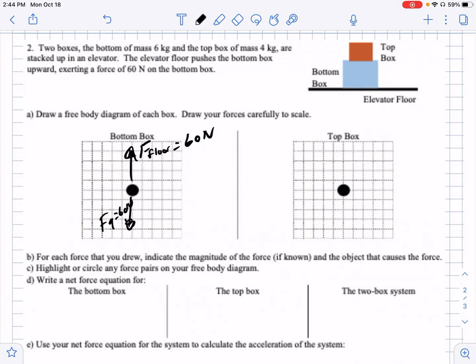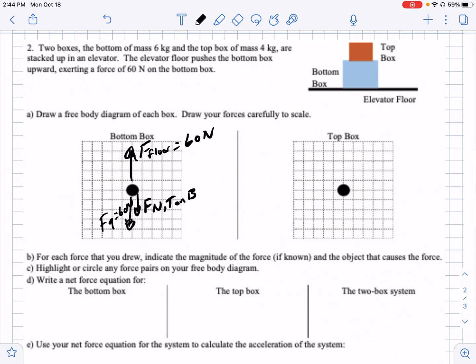But we also have a force from the top box pushing down on the bottom box. So we're going to draw another one here, and we'll call this, it's a normal force, right? It's a contact force, and it's from the top box on the bottom. So I'll just put T on B. Top box onto the bottom box.